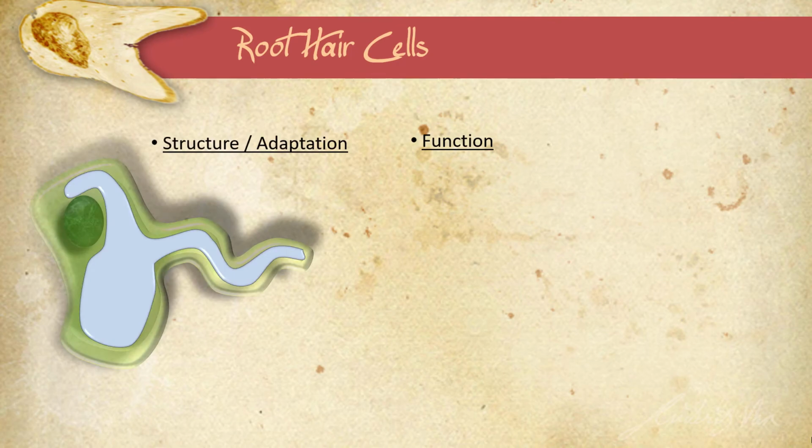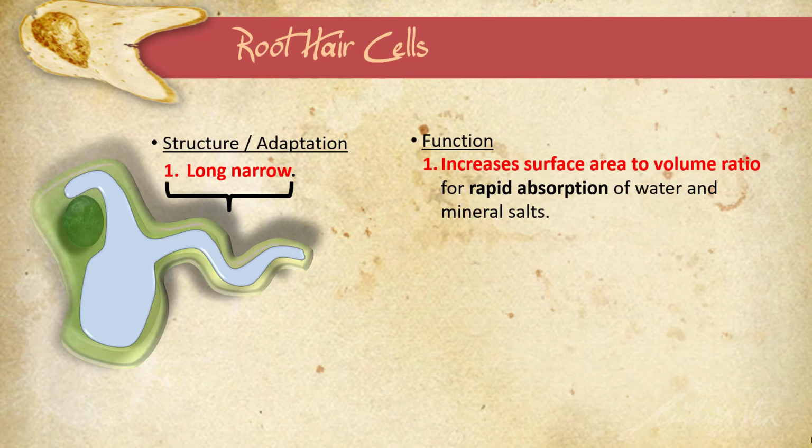Next, we have our root hair cell. They are long and narrow, and the function is it increases the surface area to volume ratio for rapid absorption of water and mineral salt. And you might ask, why is increased surface area to volume ratio? You will learn about this in the next chapter.